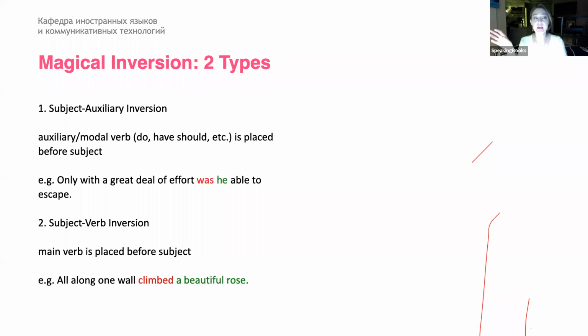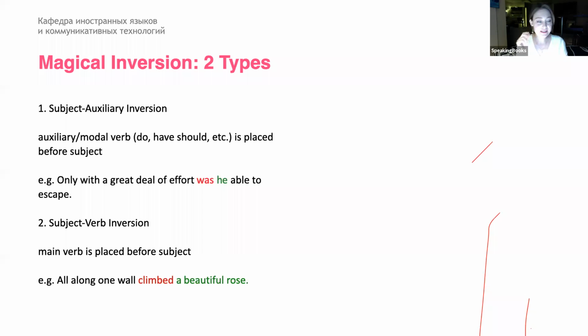So we put the auxiliary verb or a modal verb before the subject. However, there is another, forgive me, I got distracted a little bit. I zoned out for a moment.